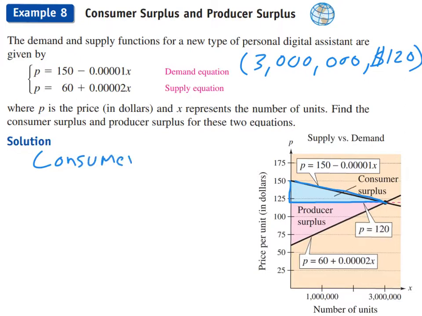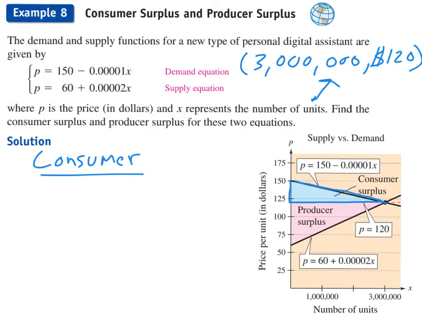The area of that enclosed region would tell you how much customers as a whole, so think of the whole market for the product, would have been willing to pay above what they actually paid. This would be based off of these numbers, if we went off the supply and demand intersection point of producing 3 million at an asking price of $120.